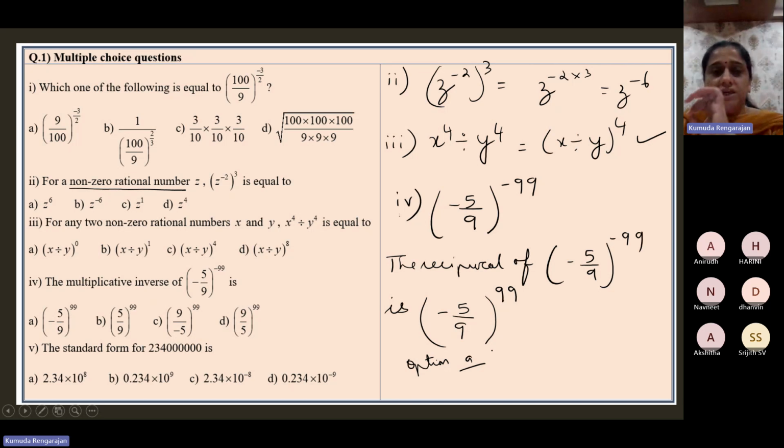See, children, to write the equivalent, we have to make both the changes. That is, write the reciprocal of the base and the negative of the power. If you want to write the reciprocal, you should do only one change. Either write the reciprocal of the base or the negative of the power. So here we have written the negative of the power. Minus 99, we changed it to plus 99. So write the base as it is.